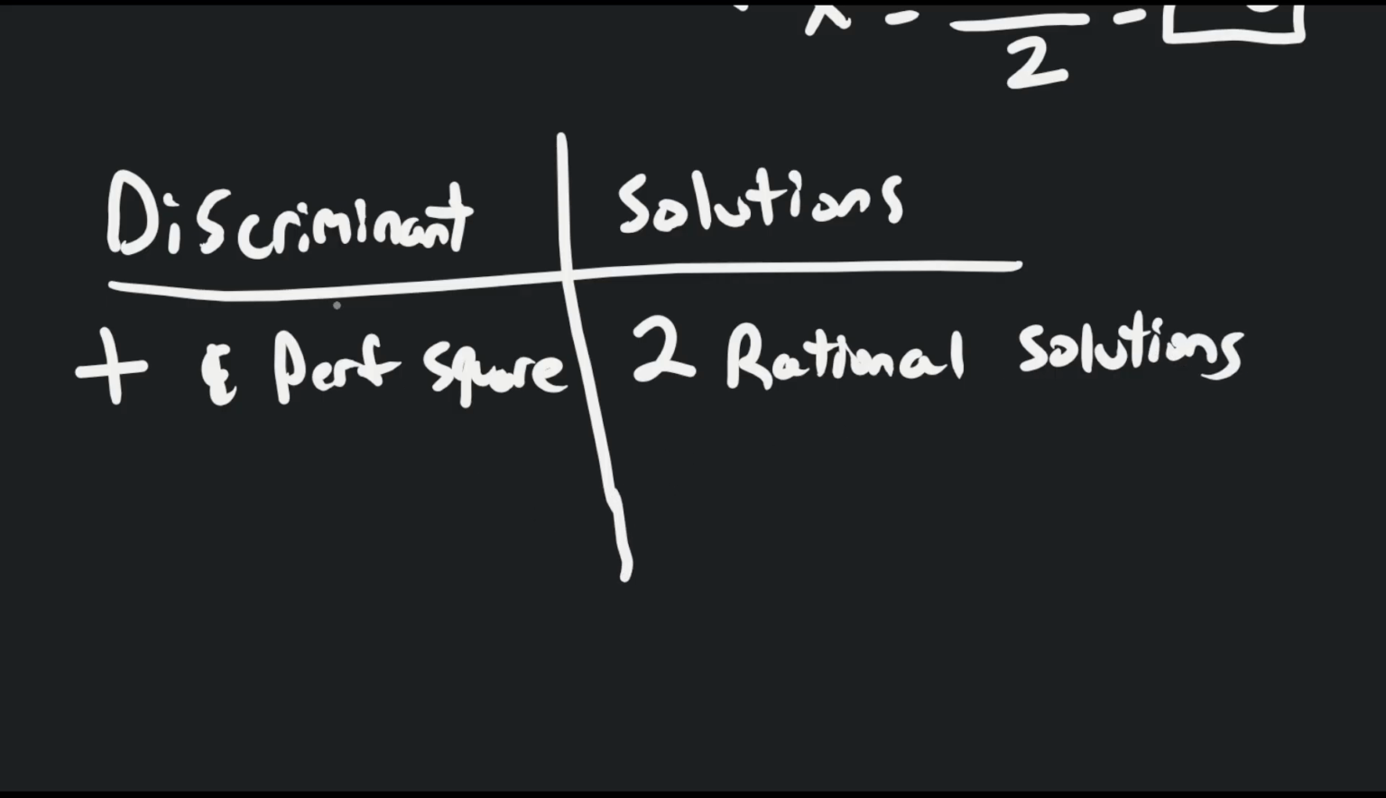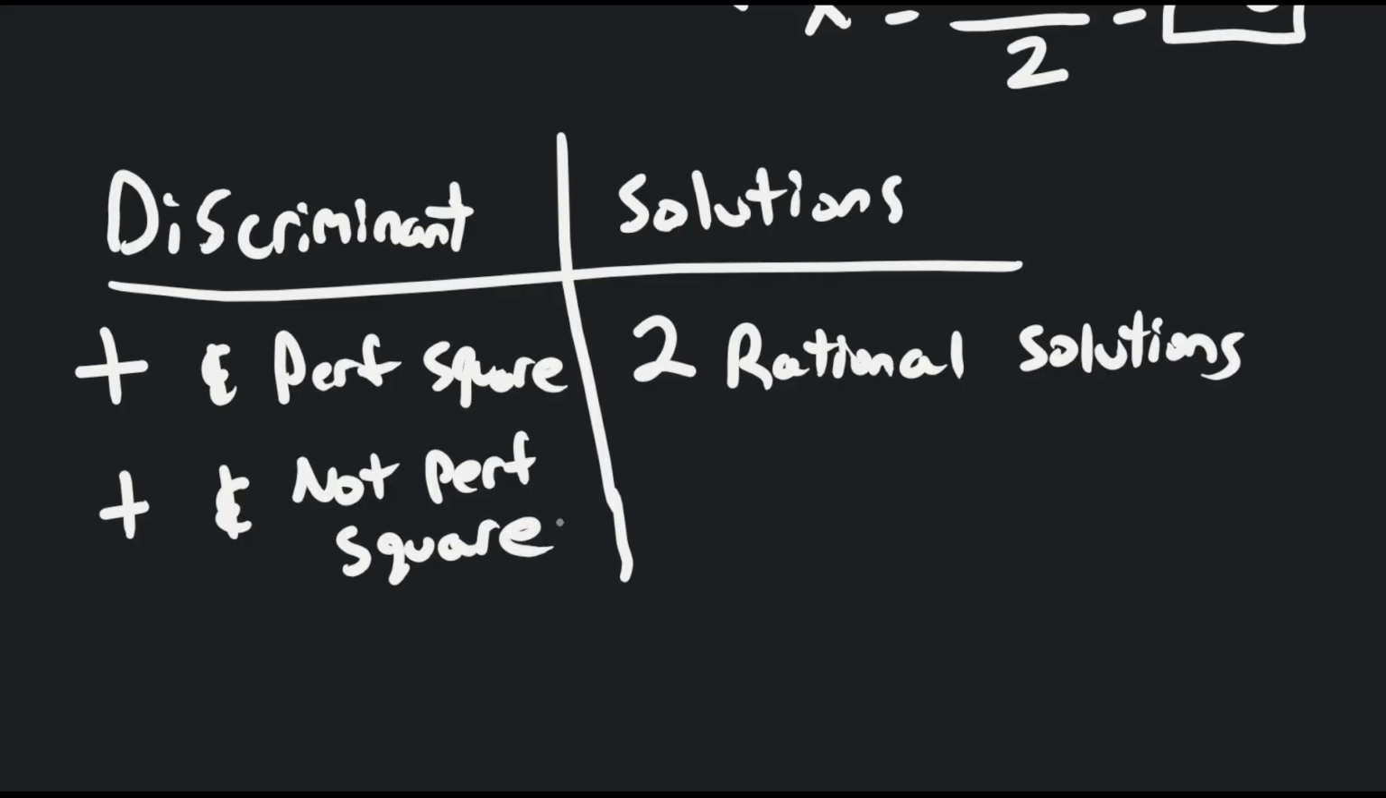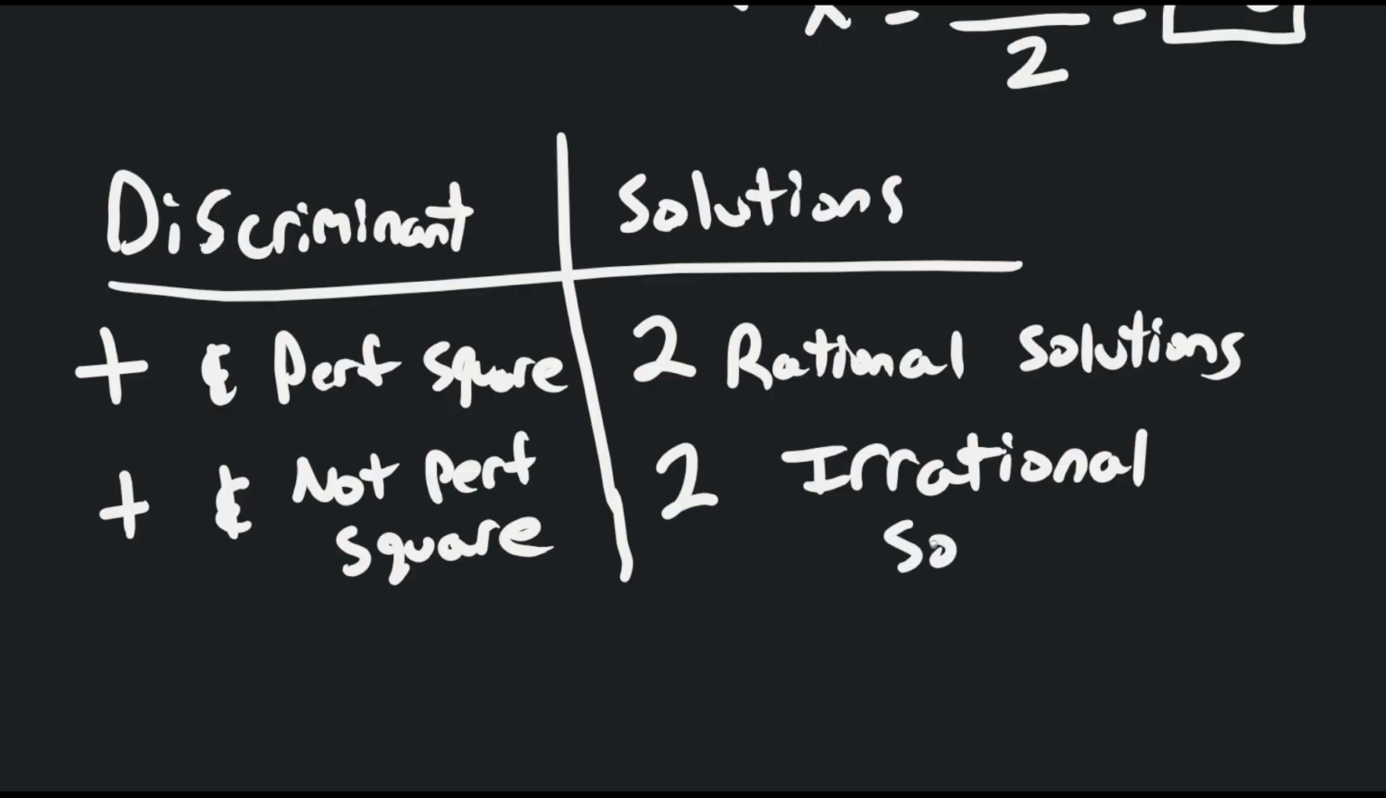Good. What if our discriminant is positive and it's not a perfect square? Then you will have two irrational solutions. You'll still have two solutions, but they will be irrational numbers, meaning there's a radical involved somewhere. So that's what happens if your discriminant is positive and it's not a perfect square.